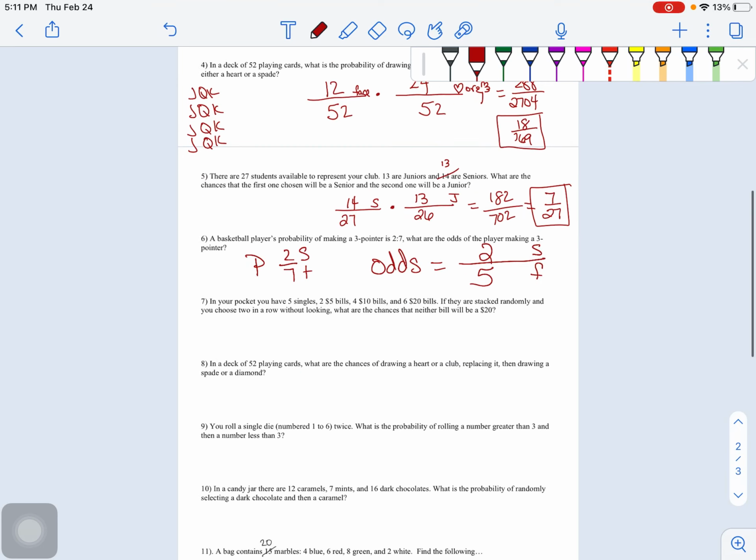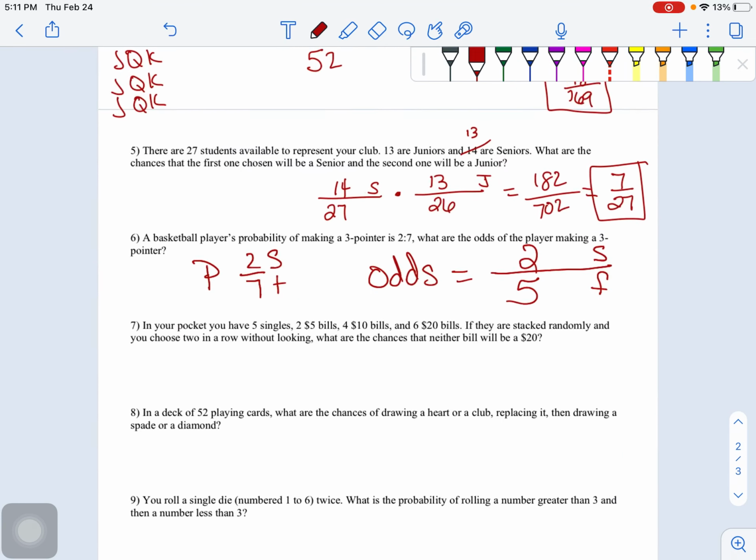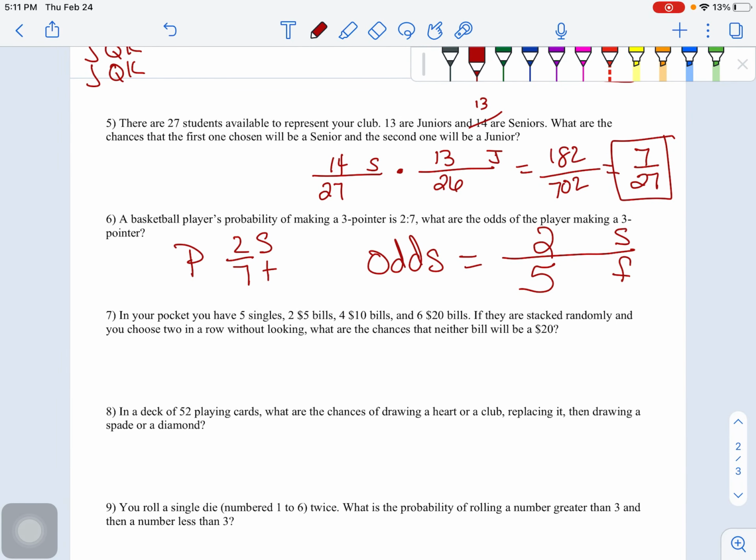Same thing for number 7, well, I think it comes back later actually. In your pocket you have 5 singles, 2 $5 bills, 4 $10 bills, and 6 $20 bills. A lot of numbers here. If they're stacked randomly and you choose 2 in a row without looking, so you are not replacing them, what are the chances that neither bill will be a 20?